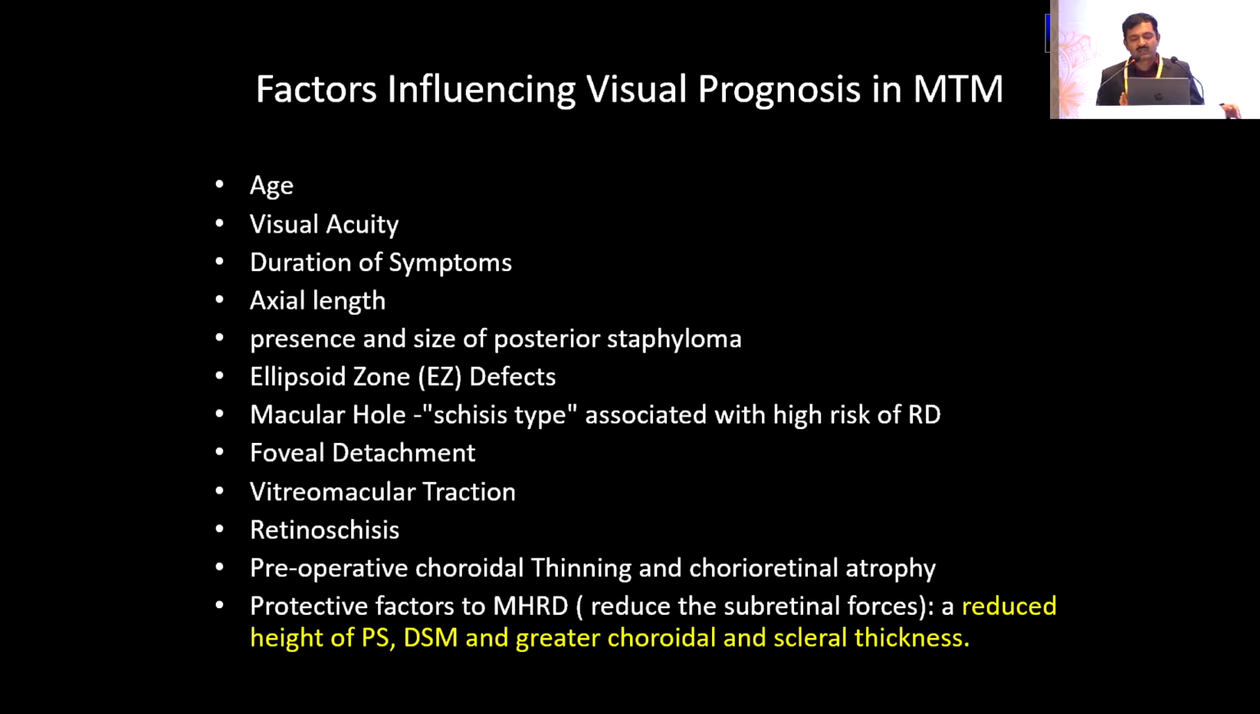Macular hole with schisis type are associated with high risk of RD. Look for foveal detachment, vitreomacular tractions. But some are protective factors like reduced height of the posterior staphyloma, associated dome-shaped maculopathy, and greater choroidal and scleral thickness. These are some of the protective factors.